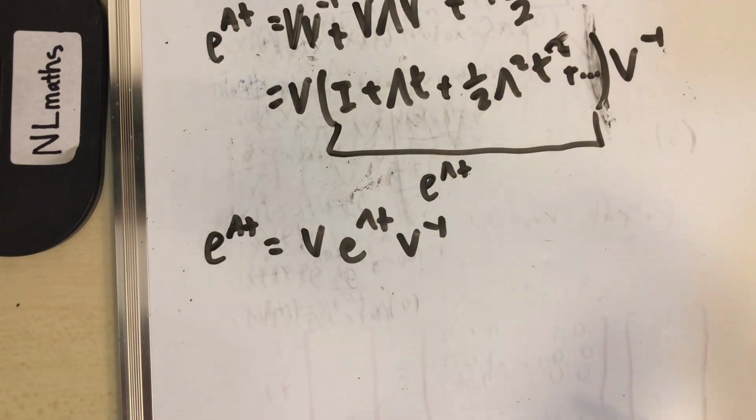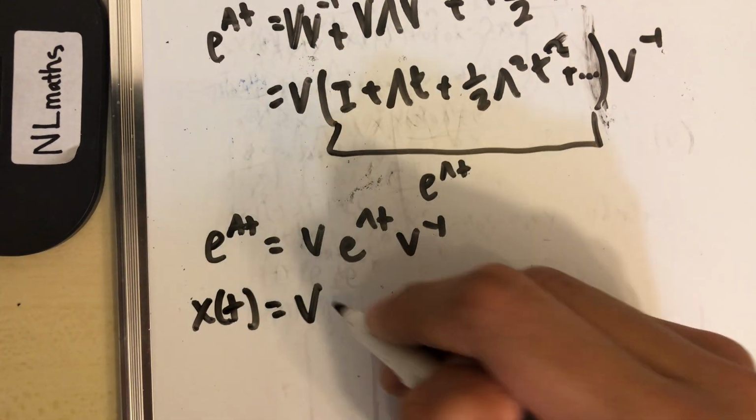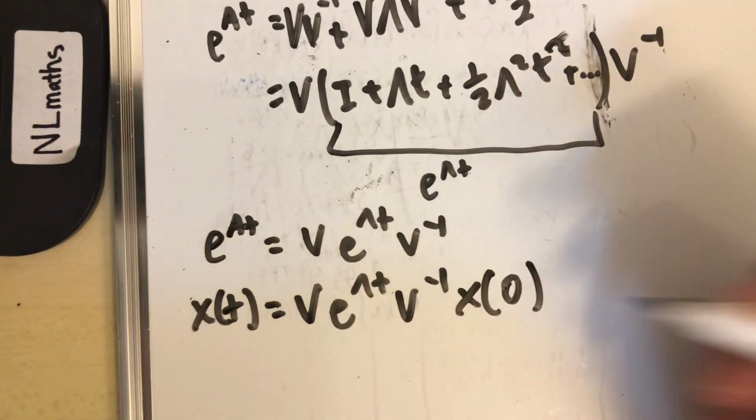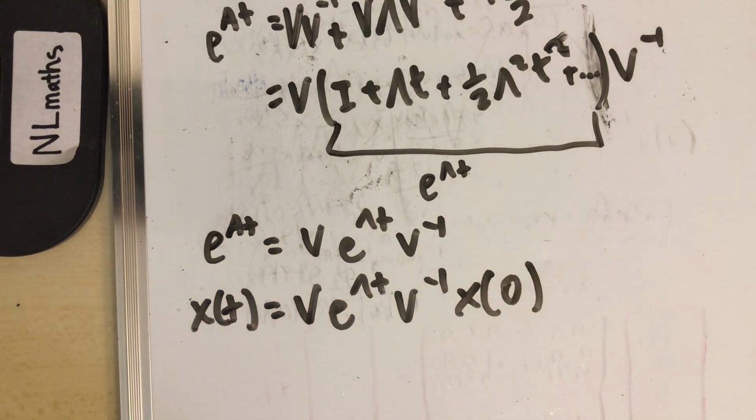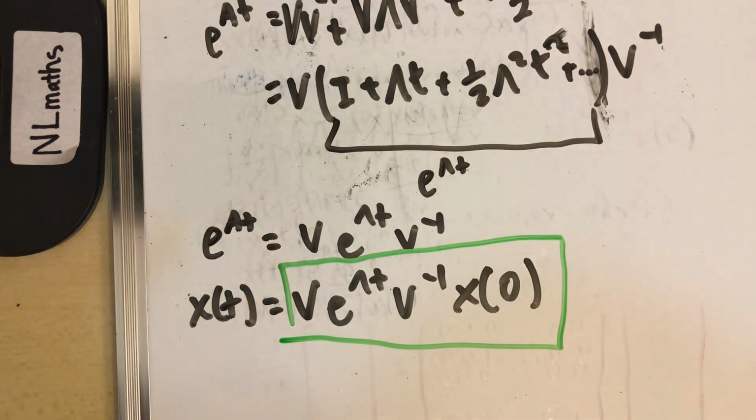So then the solution to any nth order derivative system, and this is the best part of the lecture, finding out all this matches, is x of t equals V e to the lambda t V inverse times x naught, the initial condition. And this is so amazing. All we have to do is transform it into a diagonalized matrix, and we can solve any nth order derivative really easily with this diagonalized matrix.